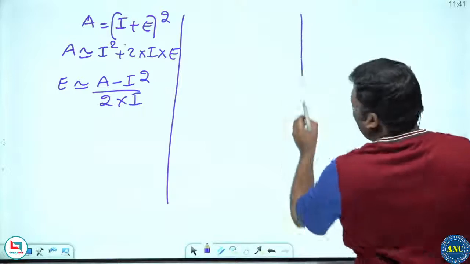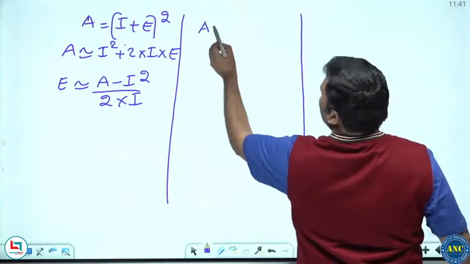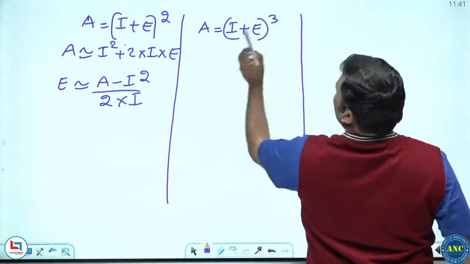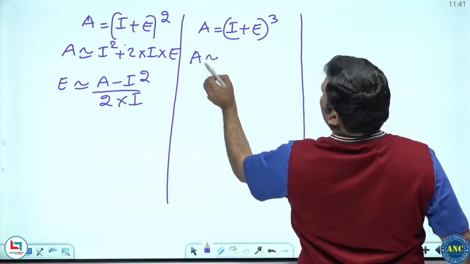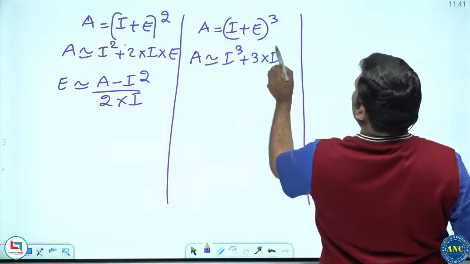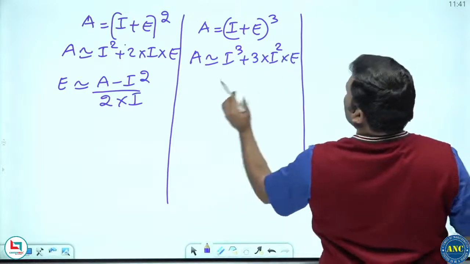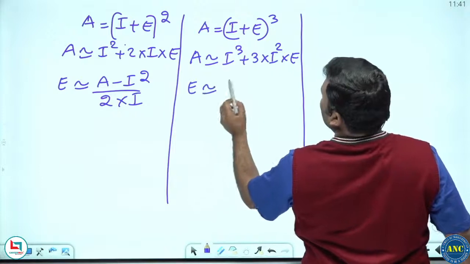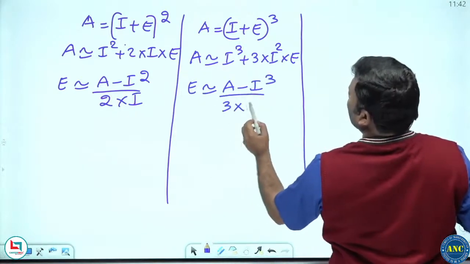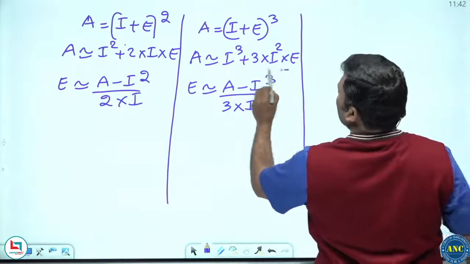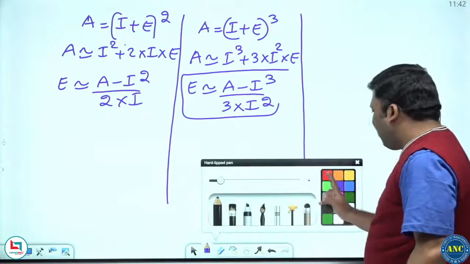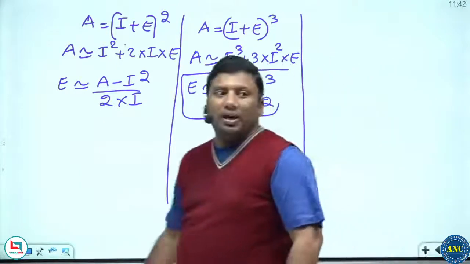Similarly, if it is a cube, (I plus e) whole cube, so a is approximated to I cube plus 3 into I square into e. So e is a minus I cube divided by 3 into I square. Once you know the estimated values, the logic will be extremely easy for you.